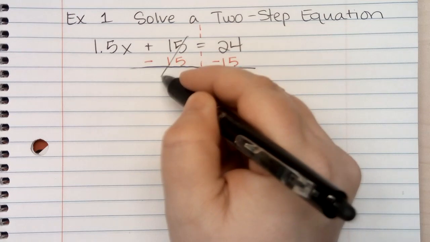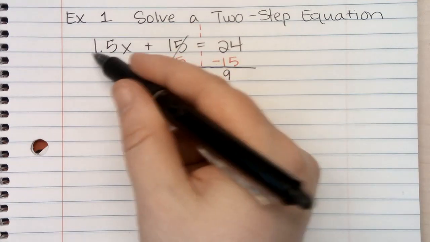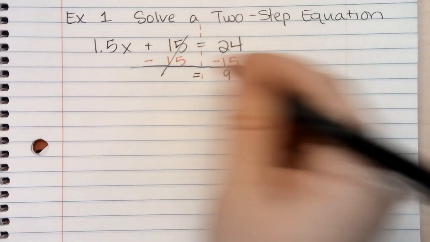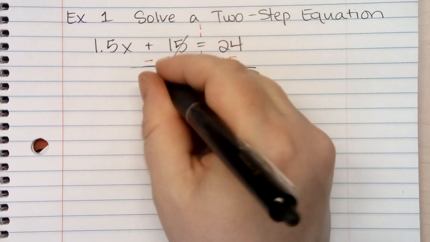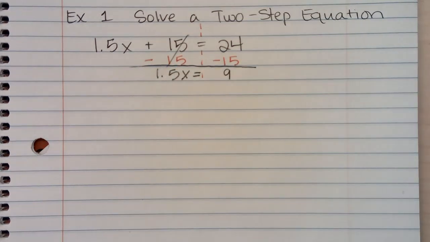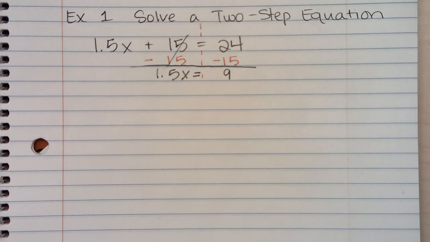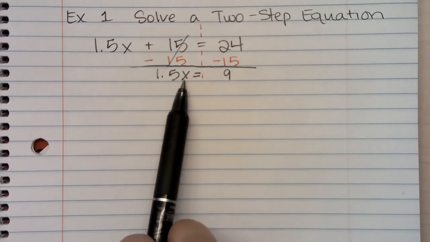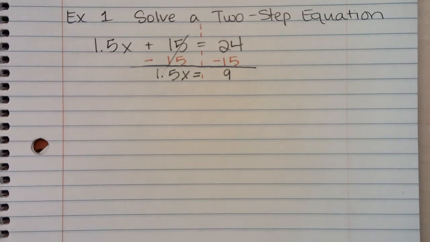Remember, 15 minus 15 is 0, so it cancels out. And I'm left with 1.5x, so I'm going to bring that down. I'm going to erase this. Bring this down here. 1.5x equals 9. 1.5x means 1.5 times x. And remember, we want x alone, so we need the inverse operation of times, which is division.